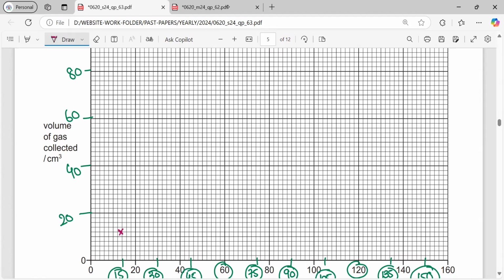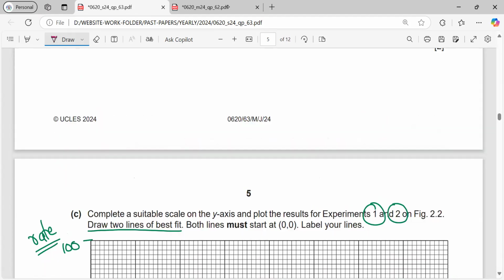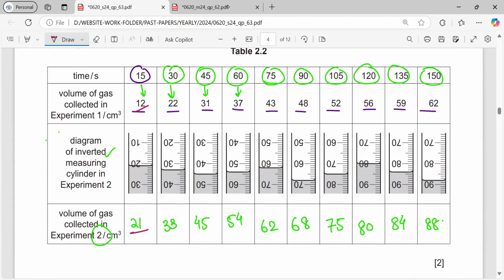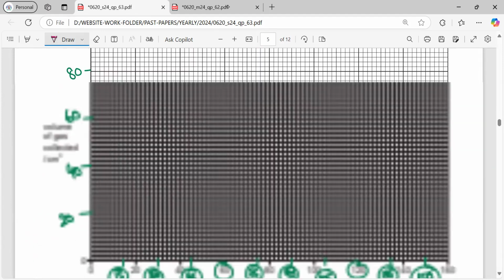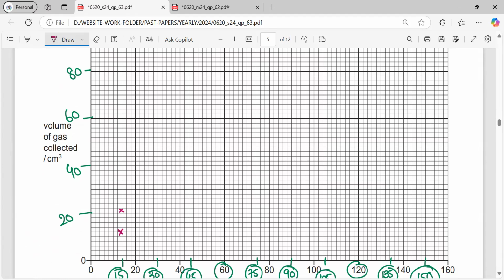It's 22 and 21 should be here. Then for the next one, for the 30 seconds experiment, it's 22 and 33. 30 seconds: 22 and 33.